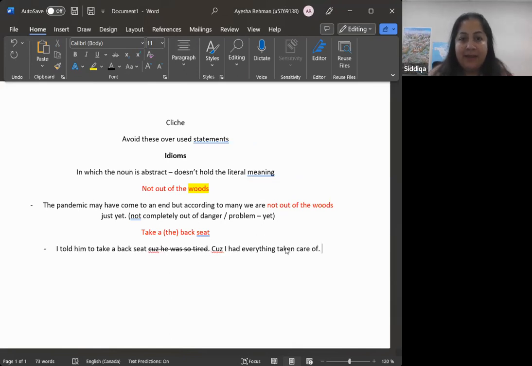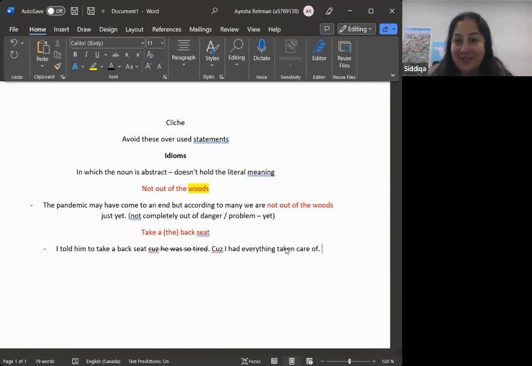You see the difference? Yes, ma'am. It is something with reference to the movies. Like when we take a seat while watching a movie, we are free. We just need to watch. It is in reference to movie theaters. When we go there, we take a back seat. That means we are free, we just have to watch.